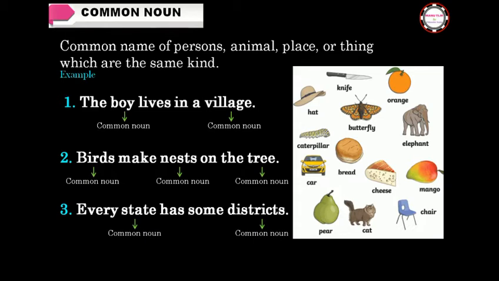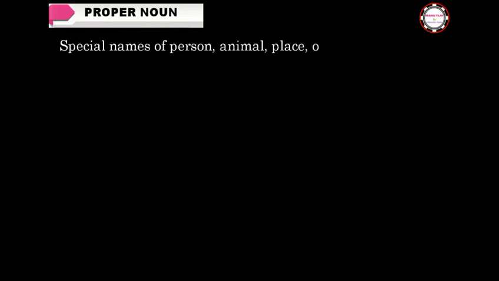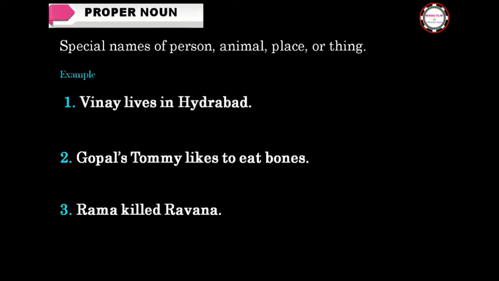Next, proper noun. Special names of a person, animal, place or thing is a proper noun. Example: Vijay lives in Hyderabad. In this sentence, two nouns are there, Vijay and Hyderabad. These are specific names. So these are proper nouns.